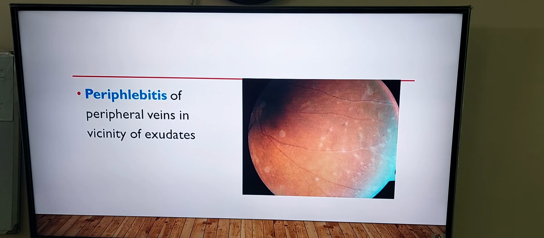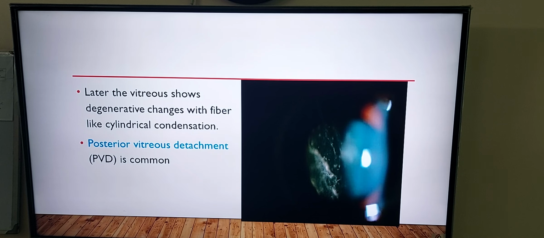Peripheral inflammation: these are the peripheral veins in the vicinity of the exudate. There is a white sheathing around the peripheral vessels. The vitreous shows degenerative changes with fiber-like cylindrical condensation. You can appreciate the white cylindrical condensation of the vitreous.